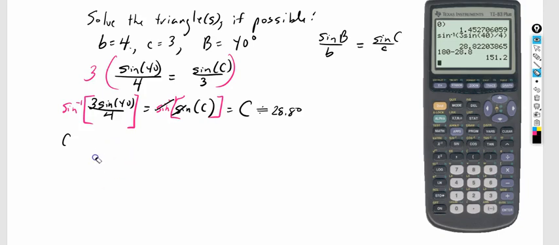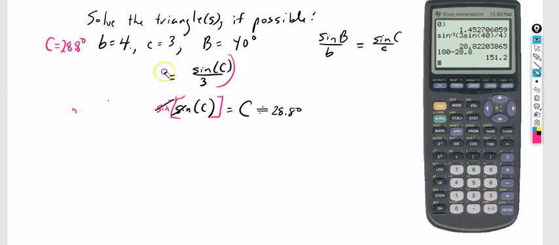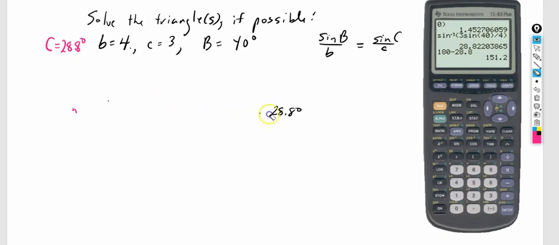And the one triangle, so far, we have to solve it. And so I'm just going to write up here. Now we have that C is 28.8 degrees. Okay. And I can find the rest of this. What else do I need to solve? I need to find the angle A and the side A.